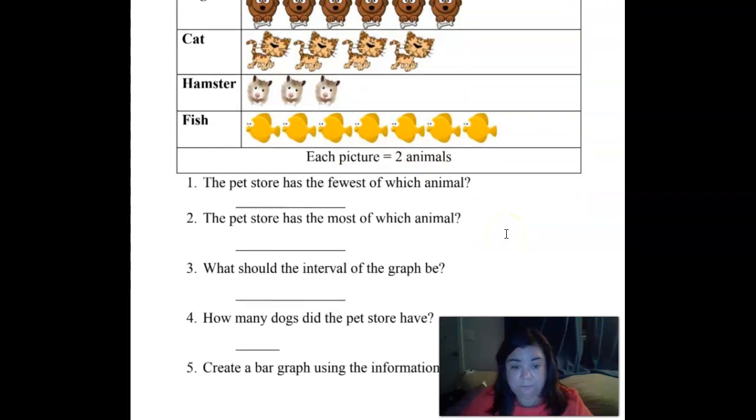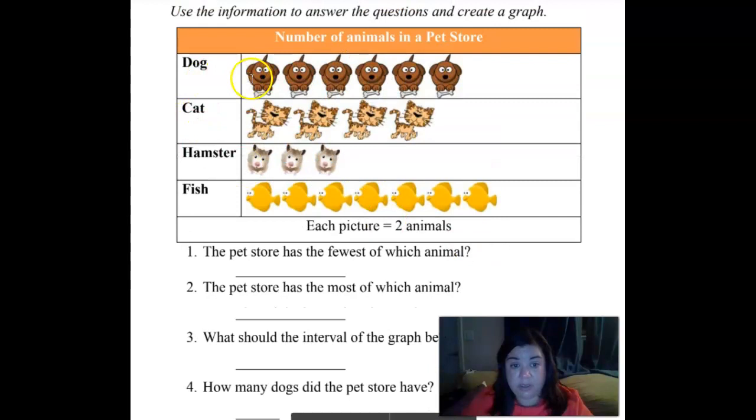How many dogs did the pet store have? Okay, so there's 6, but each picture is 2, so you have to skip count by 2. So write that number on your whiteboard. Pause the video, write the number on your whiteboard, and then check your answer in a second.